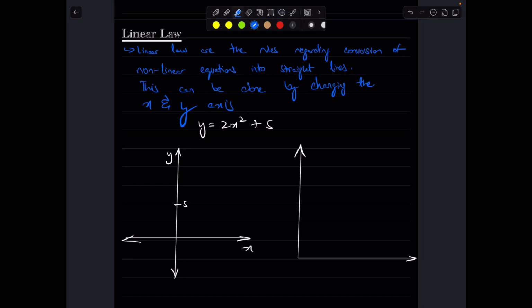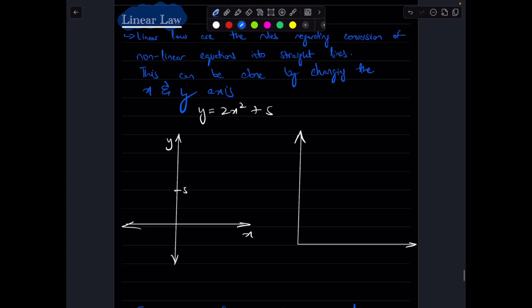Alright, so linear law is essentially the process of converting non-linear equations to straight lines. That is done by replacing the x and y axis. We can also call this linearizing a non-linear equation. Let's say for example we have y is equal to 2x squared plus 5. That is a quadratic. If we were to plot this on a graph of x and y, this is what the graph would look like, a curve.